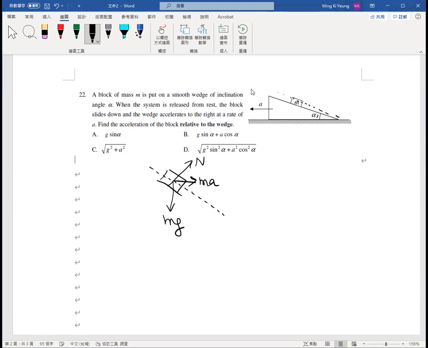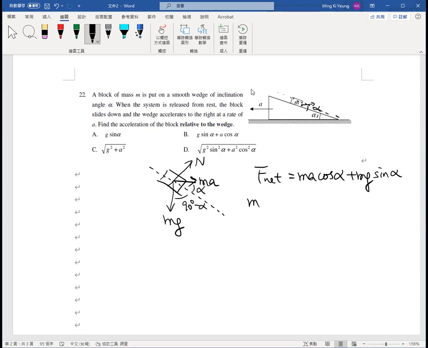Okay, this angle is alpha, then this angle is also alpha. Alternate angle, parallel lines, is it? Then this angle is 90 degrees minus alpha. Then the net force of this object will be ma cosine alpha plus mg cosine (90 degrees minus alpha), that means sine alpha.